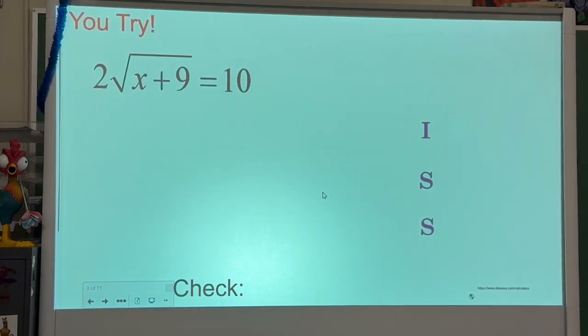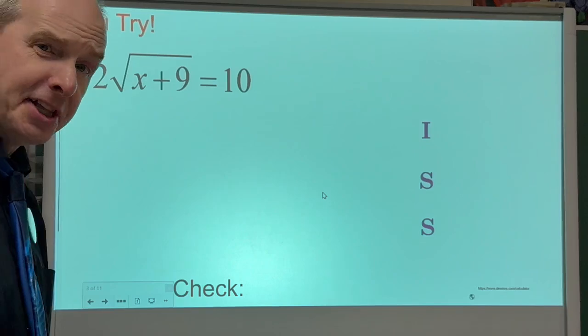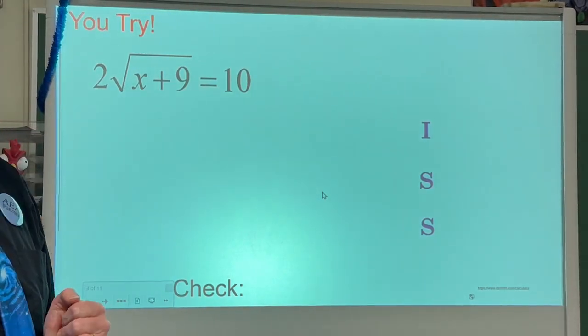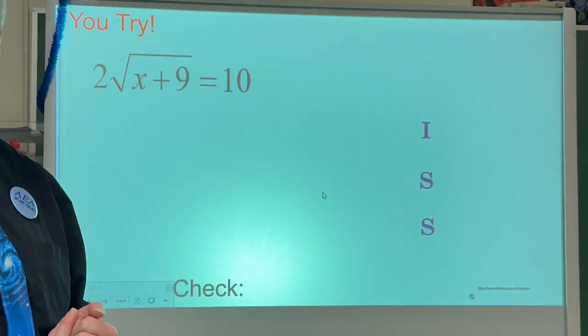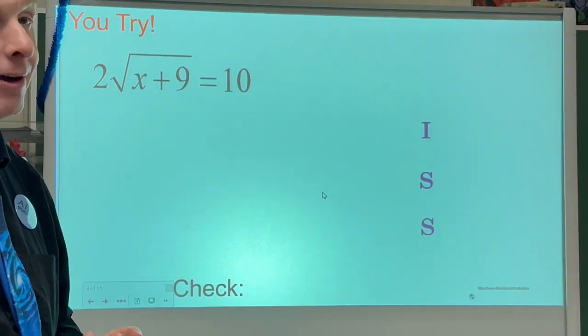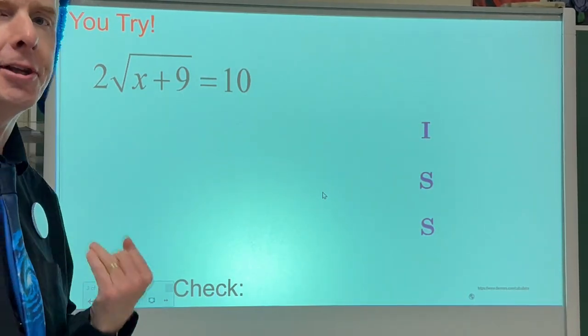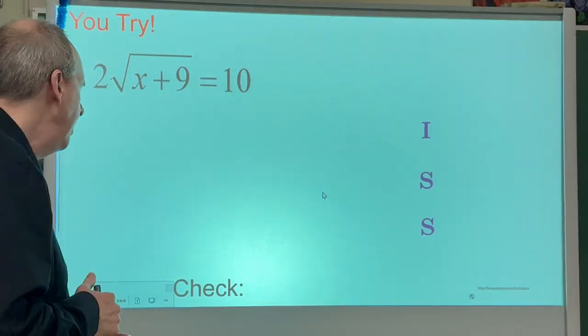You try. Your steps are ISS. Some of you might be very familiar with ISS. You know, isolate, square, solve. I don't know what you thought it stood for, but that's always what it stood for. Isolate, square, solve. Hit pause, come on back when you're ready.